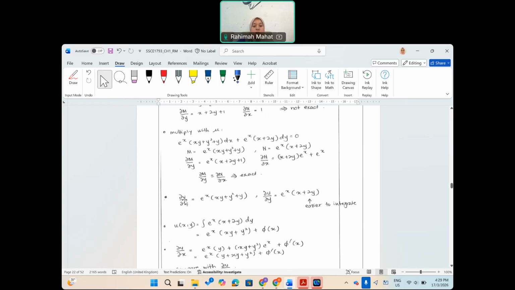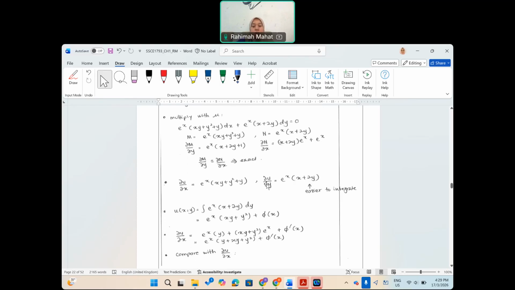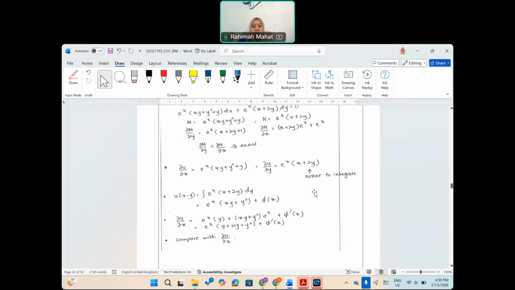Okay, and then this is your delta u over delta x and delta u over delta y. You have both. And then after that, you integrate. This is easier to integrate. You integrate e to the x (x plus 2y) dy, and then you get e to the x (xy plus y squared) plus phi(x).